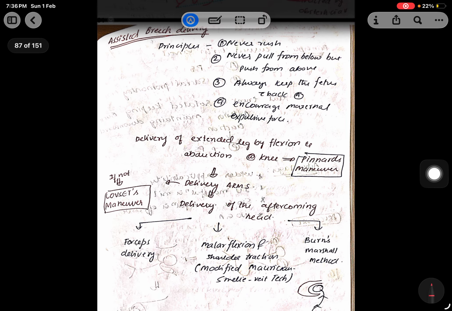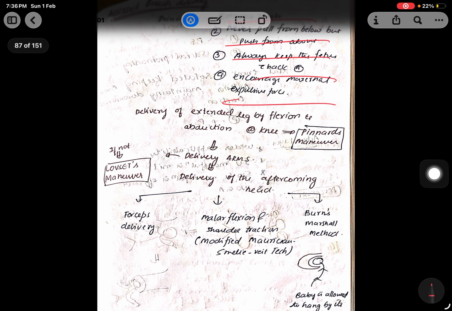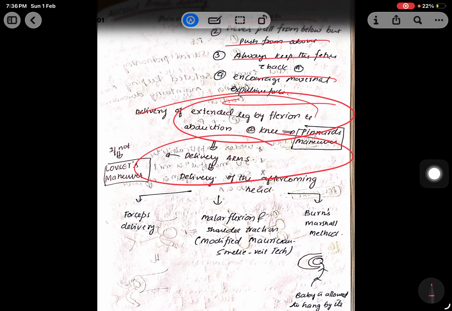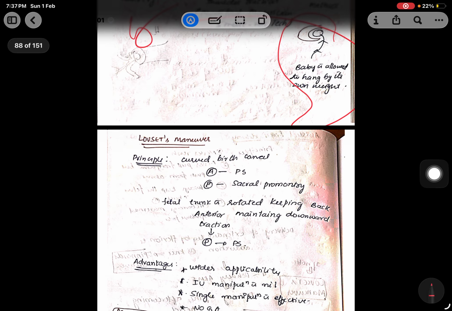What is assisted breech? Again, I told you, these are the principles. Again, the same thing. How do you go? You have to talk with respect to the legs, you have to talk with respect to the arms, and how will you deliver the after-coming head? Again here you can use forceps, or you can give mauriceau flexion, or you can use the Burns Marshall method. That is, the baby is allowed to hang on its own weight, so that due to gravity it can come down.